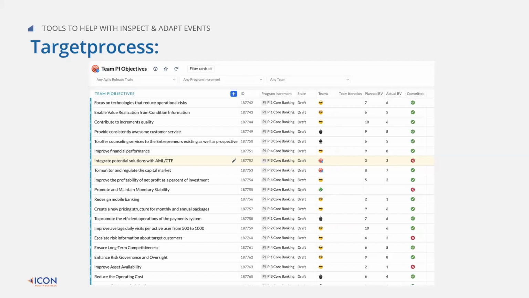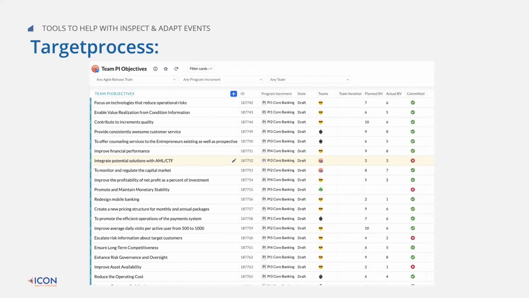Targetprocess embraces this internally, and we've embraced it as a tool for some time. You'll see both PI objectives that can be decomposed into team PI objectives. You can then correlate PI objectives to work items like user stories or features, and so you can kind of tie the loop. I actually challenged Dean Leffingwell last year at the summit to say, okay, help me connect the dots between OKRs and PI objectives. And he said, we're working on it.